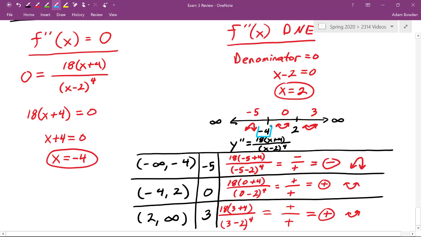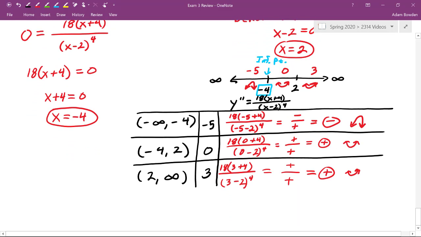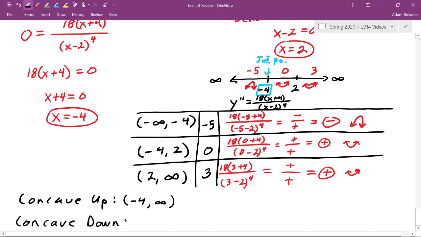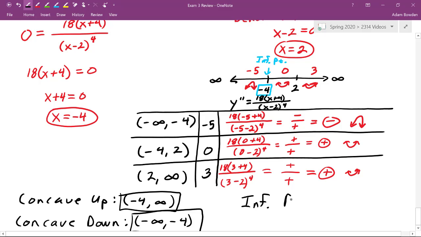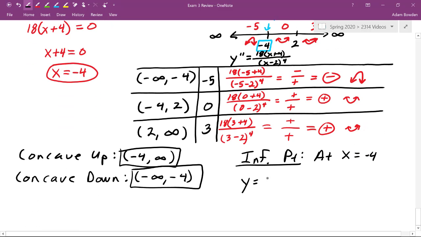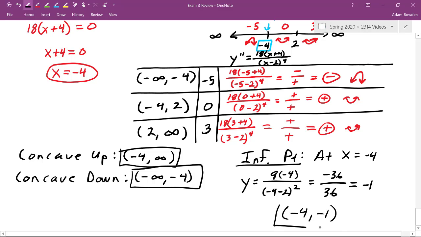So we only have one location where it changes concavity, and we call that location the inflection point. So we can wrap up our discussion then with this information. This is concave up on the interval between -4 to infinity, and it's concave down on the interval from -infinity to -4. Also, it has an inflection point at x equals -4. To get the y-coordinate, we'll go back and plug this into the original function. 9 times -4 divided by -4 minus 2 squared. -36 divided by +36, -1. So -4 comma -1 is our inflection point.